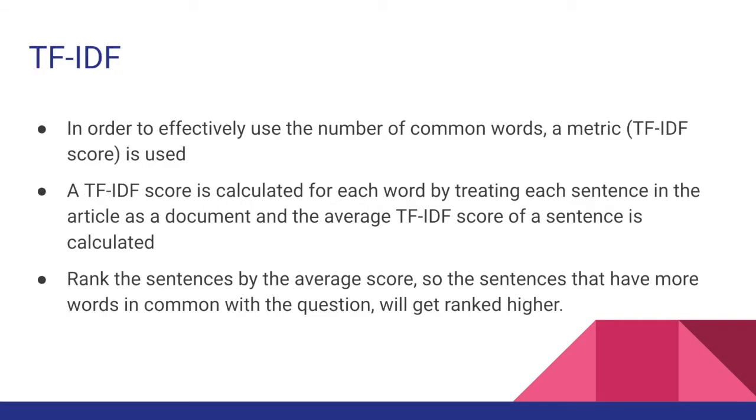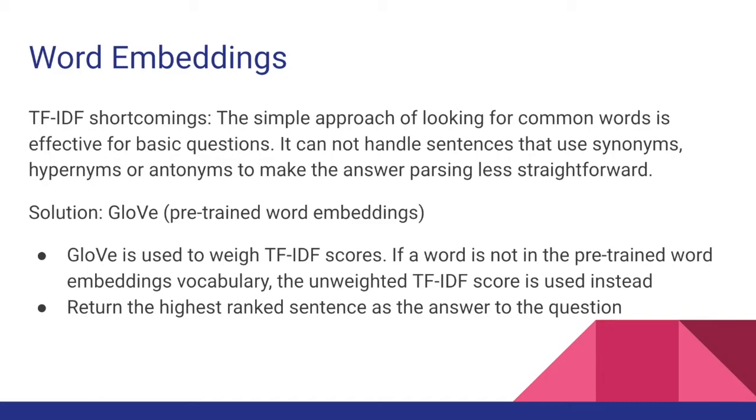In order to do that, we used the metric called TF-IDF. We would calculate a TF-IDF score for each of the words in the sentence and then average it out to get the total score for that sentence. And then we would rank the sentences based off their averaged score. Because TF-IDF didn't handle sentences that used synonyms or antonyms, we also incorporated word embeddings, so we used GloVe, and this would basically weigh the TF-IDF scores. Using all of that, we would then return the highest ranked sentence as a possible answer to the question.